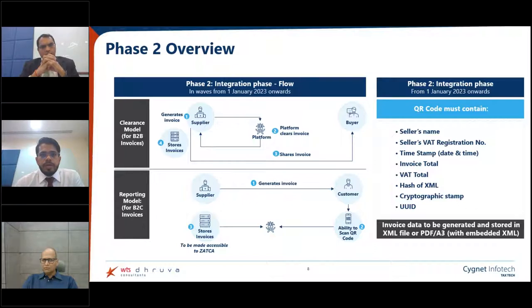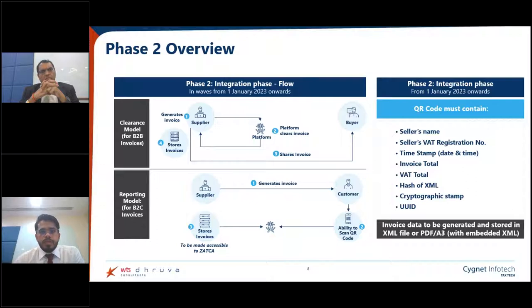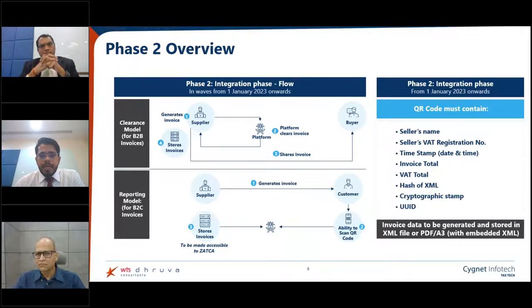Now in terms of the QR code, it will be mandatory for both B2B and B2C invoices to have a QR code. It should have basic information about the seller and the invoice details such as invoice amount and the VAT amount. Apart from this, there has to be a hash of the XML file, a cryptographic stamp and a UUID. These are technical terms, and I'm sure Akash will take you through and explain what these technical terms are. But as of now, these are the particulars that need to be there in a QR code. The invoice data which is generated has to be stored in an XML file or a PDF or an A3 file with an embedded XML as a record.